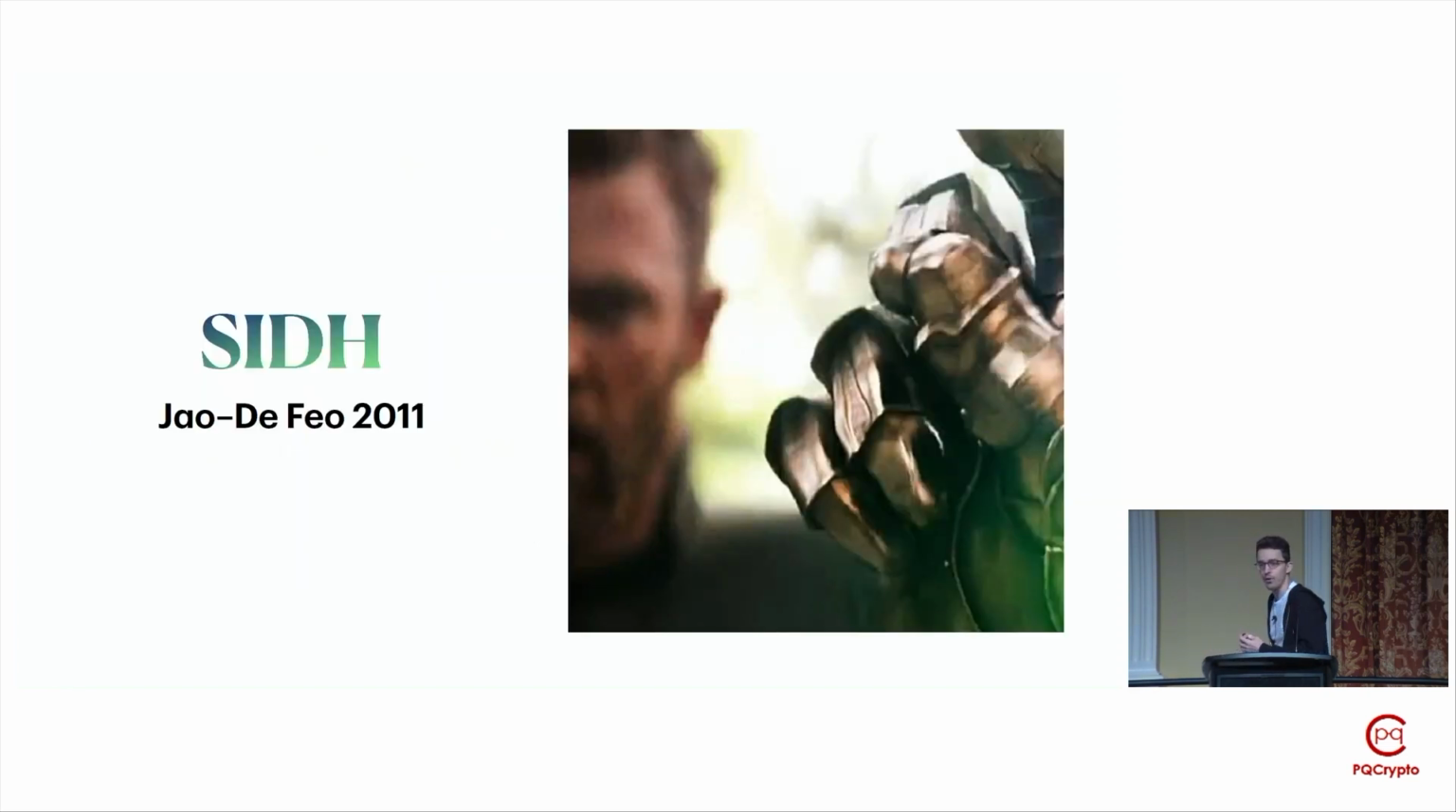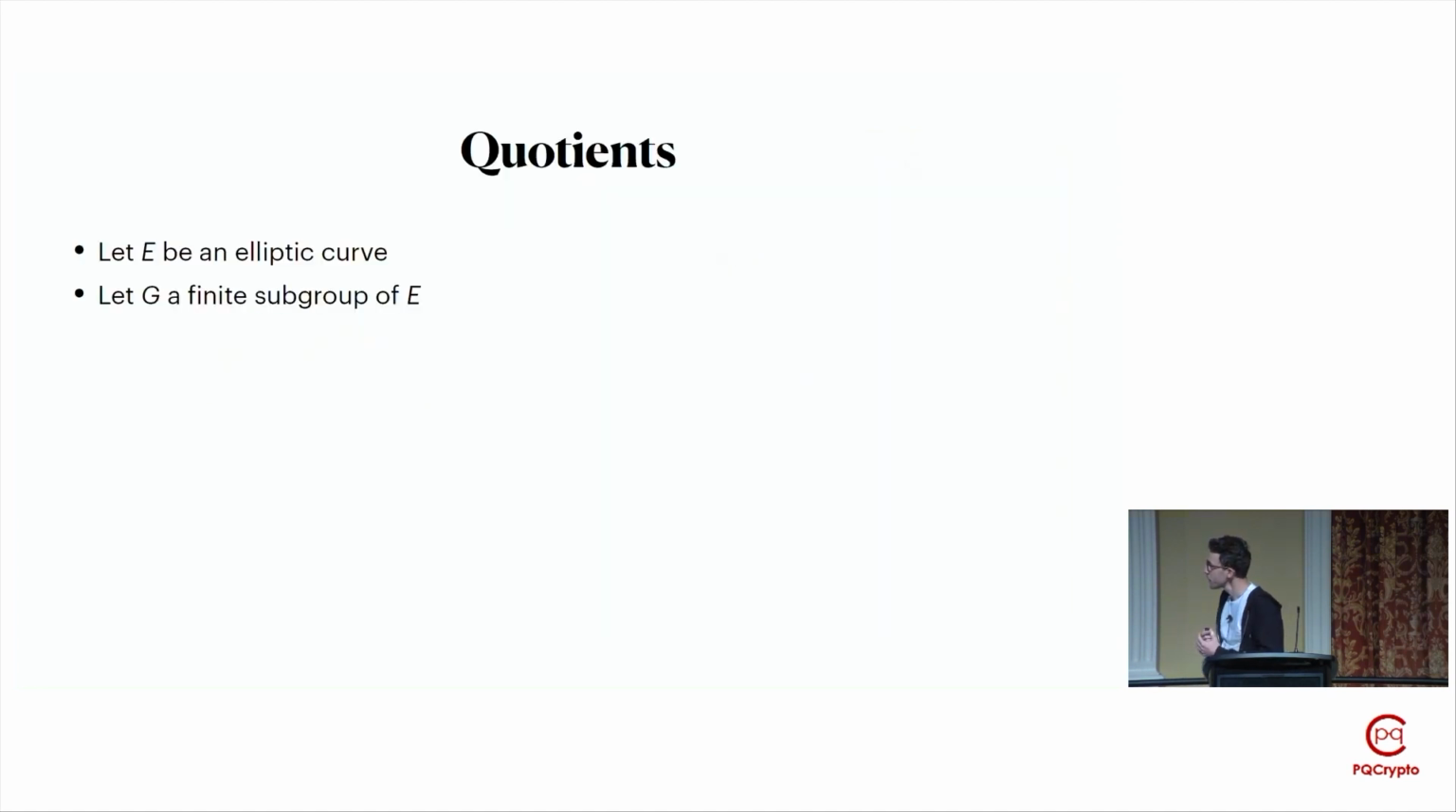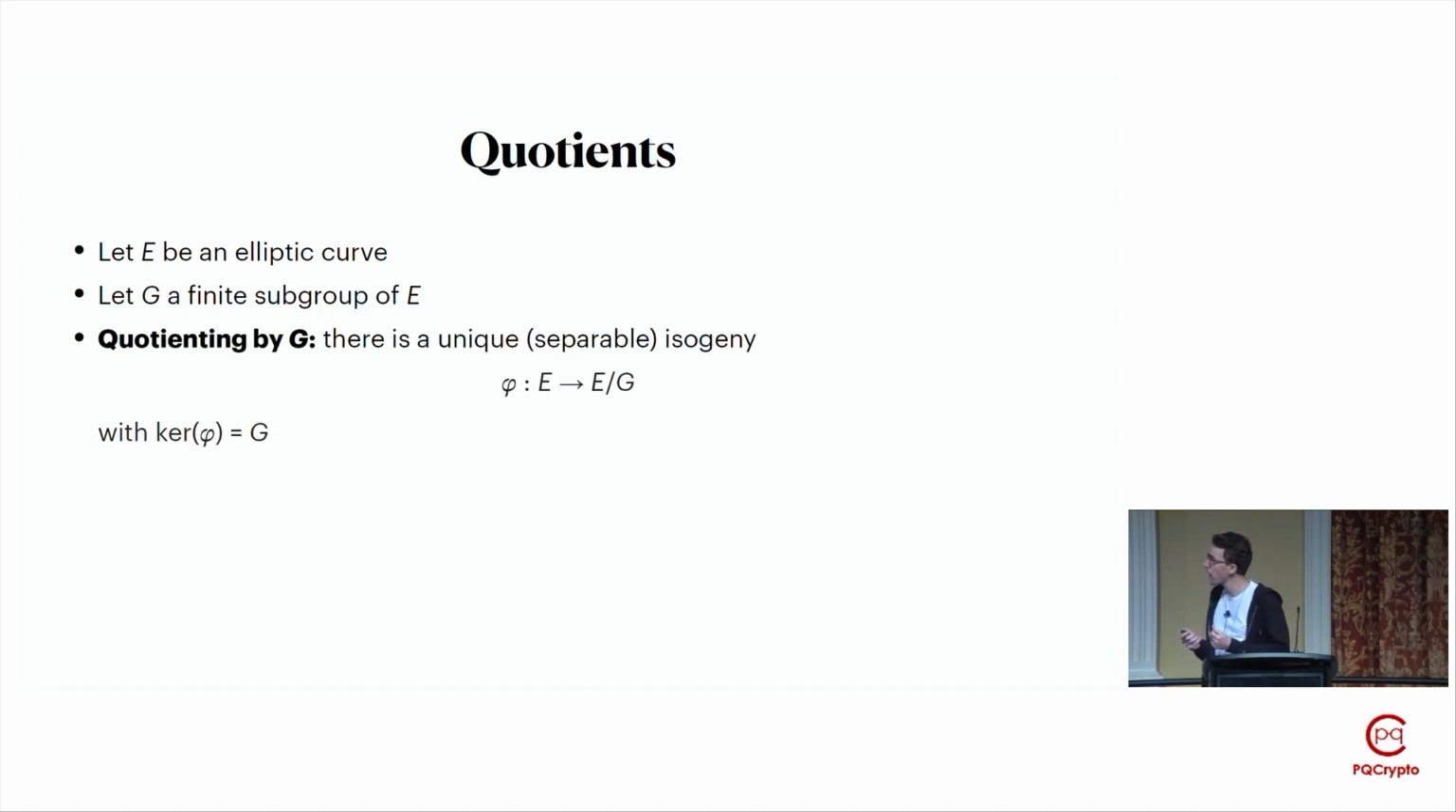So I need to say a little bit more about it and talk more in depth about SIDH. How does it work? I'm going to need to talk about quotients. Quotients of groups, well, quotients of elliptic curves, but if you're familiar already with quotients of groups, that's going to help quite a bit. Consider an elliptic curve E, and G a finite subgroup of the elliptic curve. As I said, if you have an isogeny, the kernel of the isogeny is always a finite subgroup. So you could ask, is any finite subgroup of the curve the kernel of some isogeny? And the answer is yes, by quotienting.